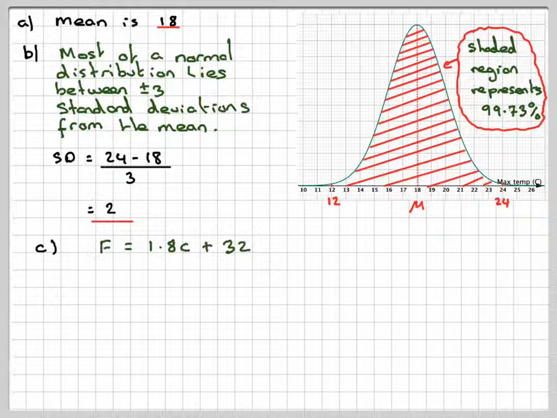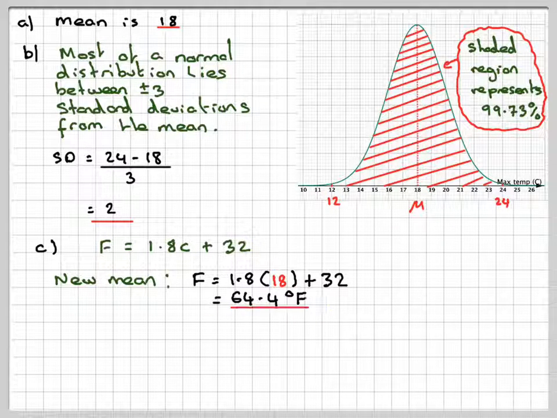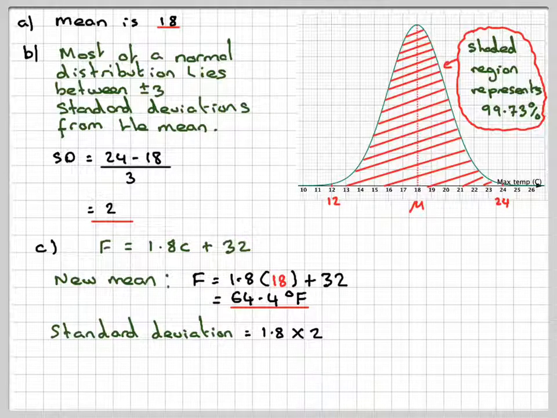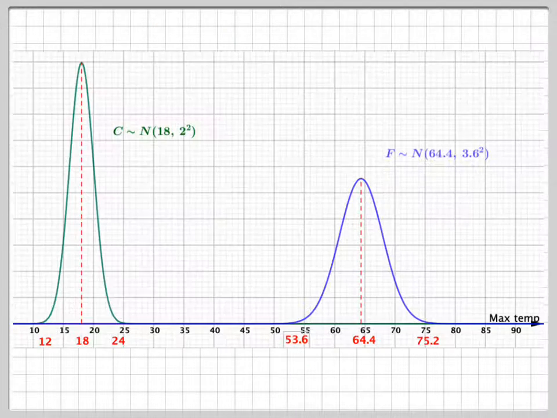Now, if F is equal to 1.8C plus 32, then the new mean will be 1.8 times 18 plus 32, which is 64.4 Fahrenheit. However, the standard deviation would just be 1.8 times 2, which is going to be 3.6. Let's just look at that again using these graphs.